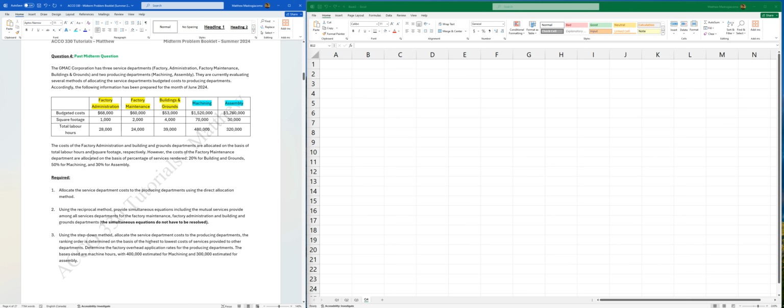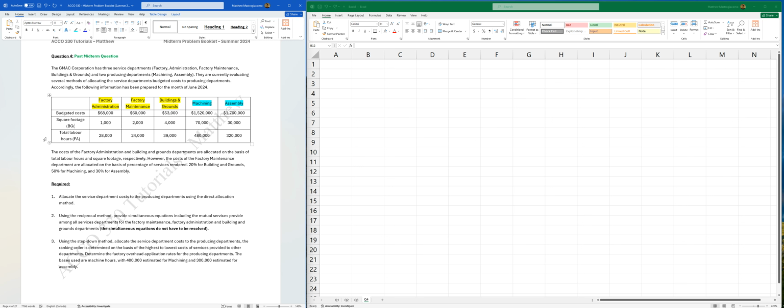So the cost of factory admin and building and grounds are allocated on the basis of direct labor hours and square footage respectively. So let's start noting some of this down. Factory admin, FA, and building and grounds are based on total labor hours and square footage. So for total labor hours I'm putting in brackets factory admin, and for square footage I'm going to put BG, which stands for building and grounds. I'm just going to put in some notes right off the bat, just so I know how each cost is allocated, because that's very important to me.